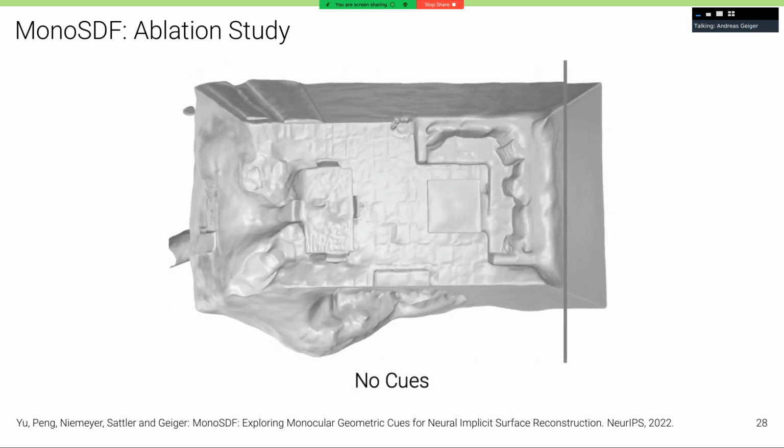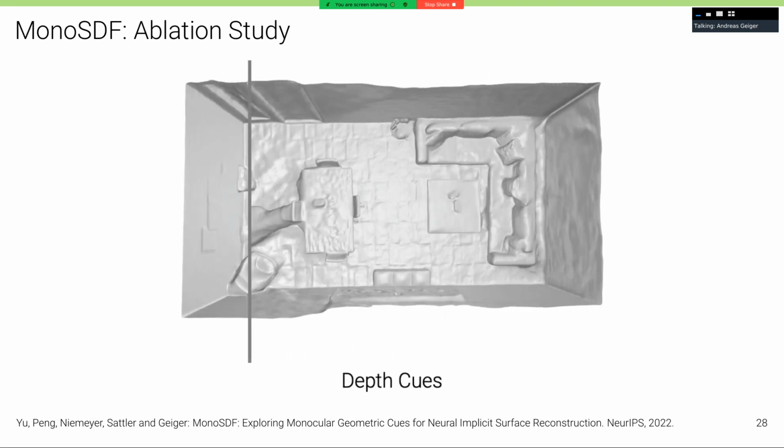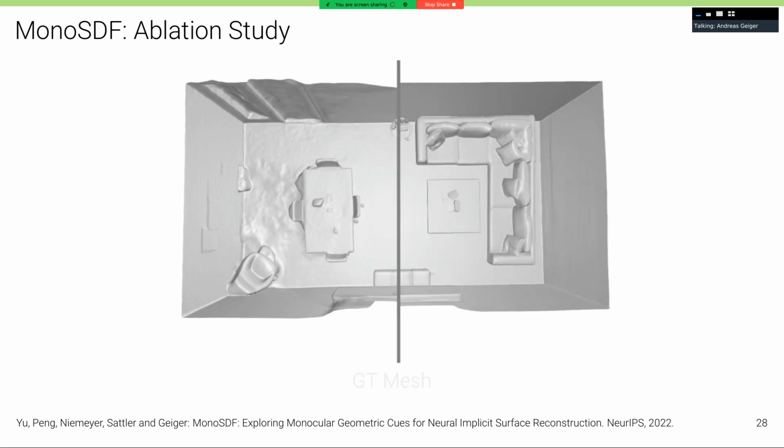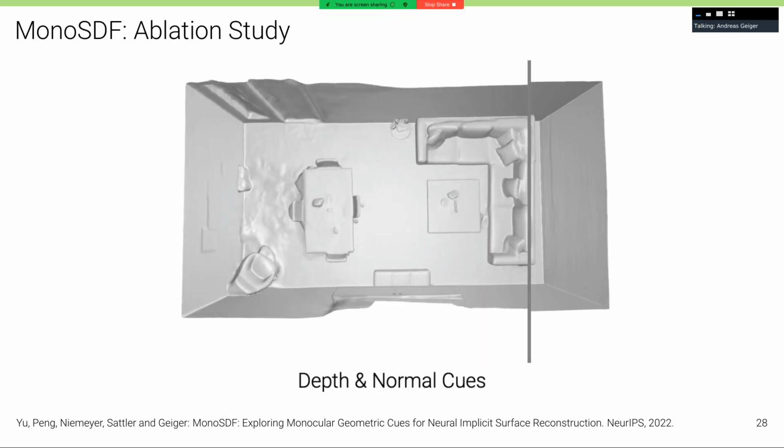And this is what happens if we remove the depth and normal cues. This is what happens if we use only the depth cues, and finally with the depth and the normal cues again. And this is the ground truth map.